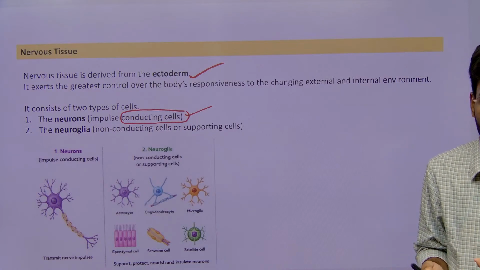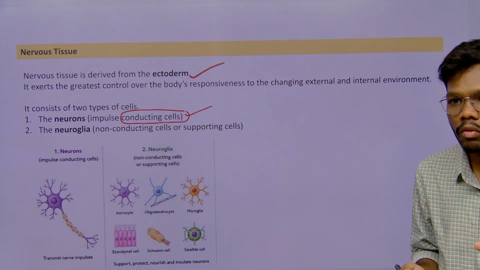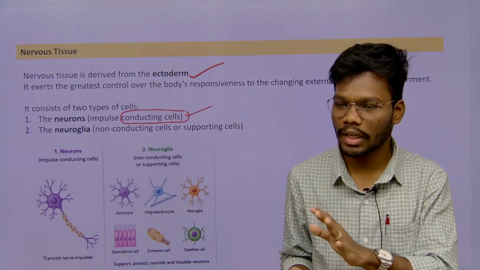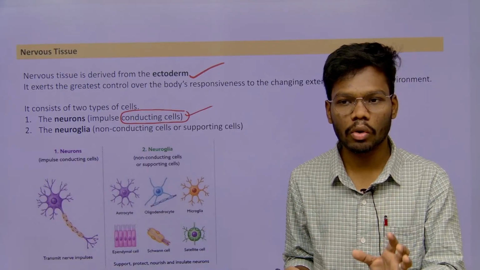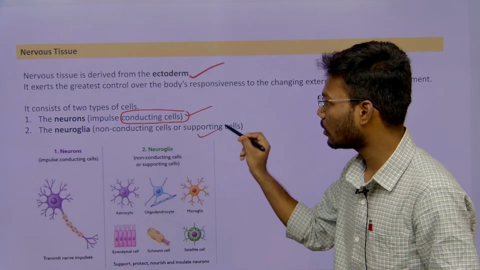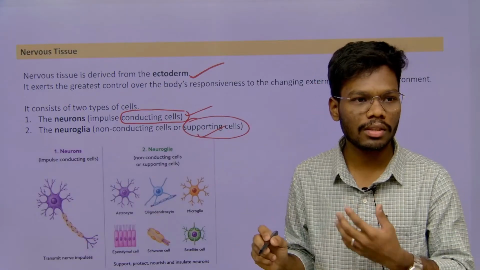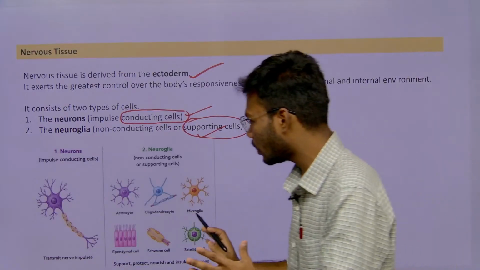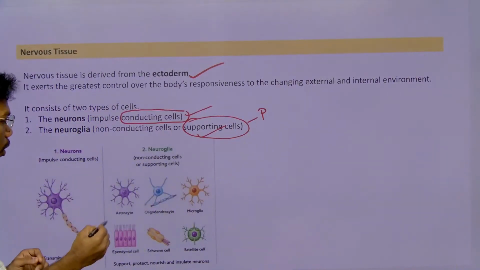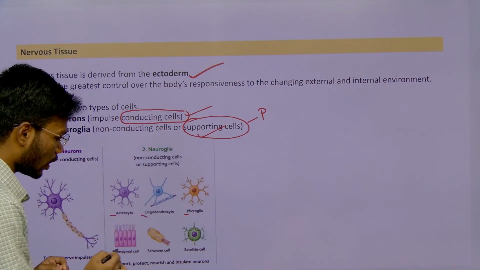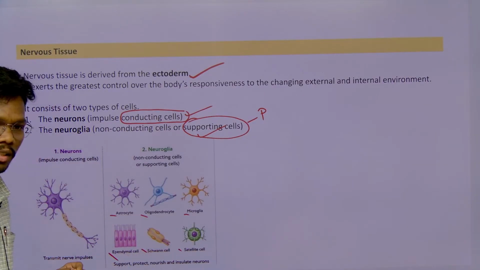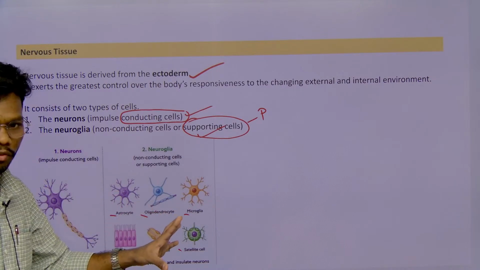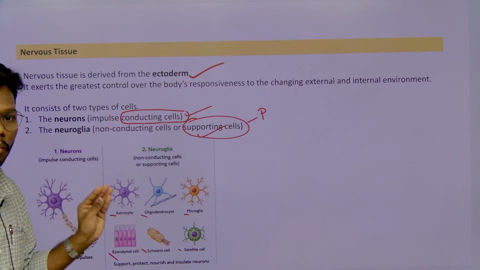Whereas non-conducting cells are not involved in any transfer of information. They are only involved in protection or supporting cells, nothing but protection. Sir, how are they protecting? See, I mentioned a few examples: astrocyte, oligodendrocyte, microglia, ependymal cells, Schwann cells, satellite cells. We will discuss all the functions. These are not involved in any transfer of information. These are only involved in protection.